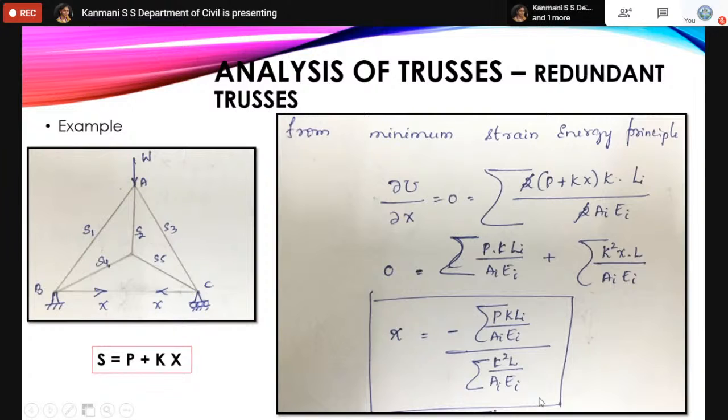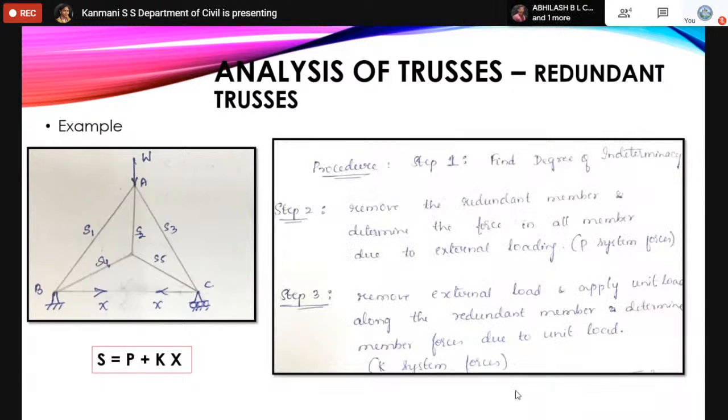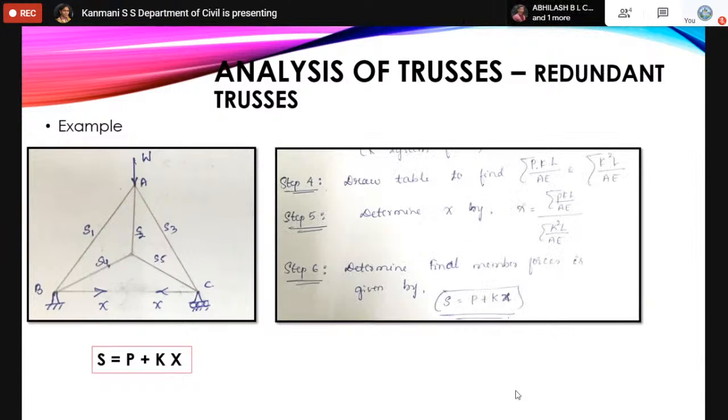So to find X is the formula we know. Now if you see this formula, we have P, K, L_i, A_i, E_i, and again K, L_i, A_i, E_i. Everything is just the same thing as we did for deflection of trusses. So to analyze that, we have a simple procedure. Step 1 is to find the degree of redundancy or indeterminacy. Remove the redundant member and determine the force in all the members due to external loading and call this the P system of force. Then remove the external load and apply unit load along the redundant member and determine the member force due to unit load, and call that the K system force.